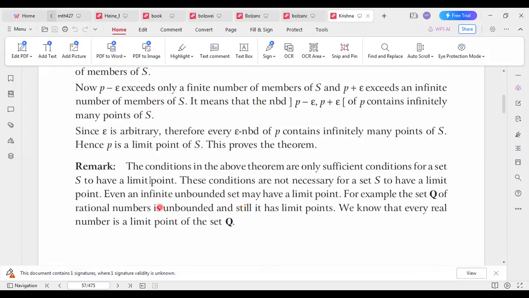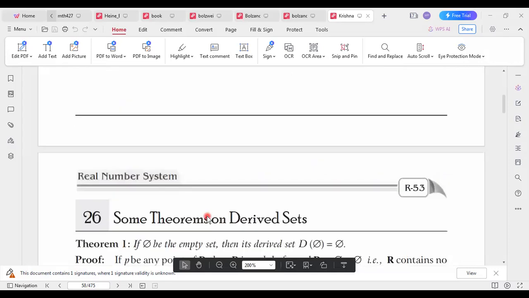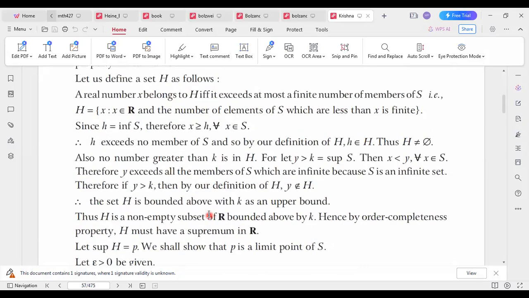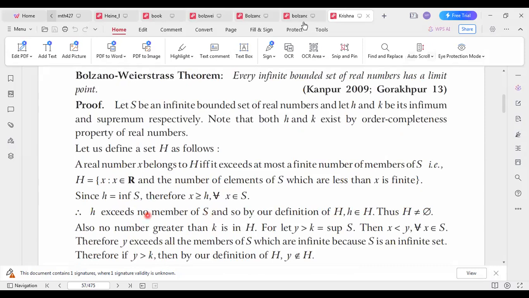We have to remark that the conditions in the above theorem are only sufficient conditions for a set S to have a limit point. These conditions are not necessary for a set S to have a limit point. Even an infinite unbounded set may have a limit point. For example, the set Q of rational numbers is unbounded and still it has limit points. We know that every real number is a limit point of the set Q. So this is a very important theorem of real analysis.